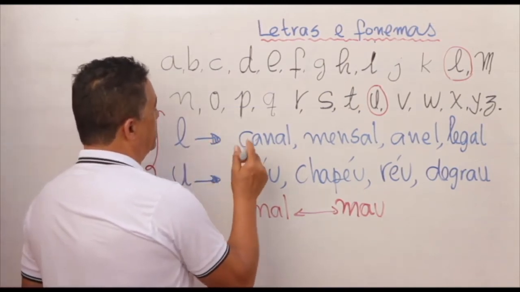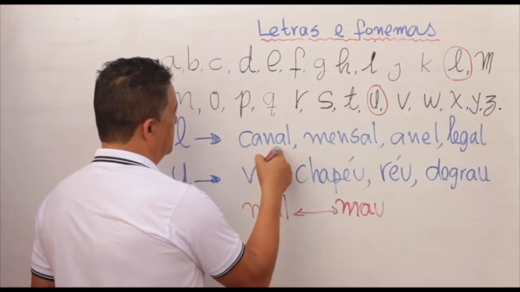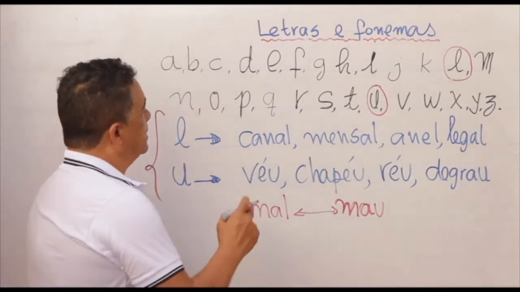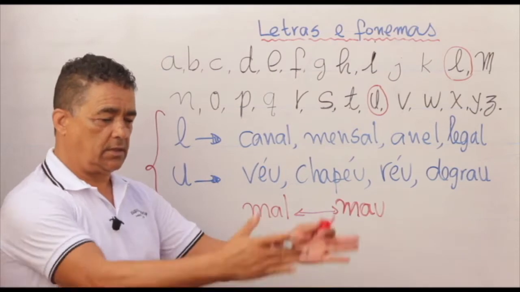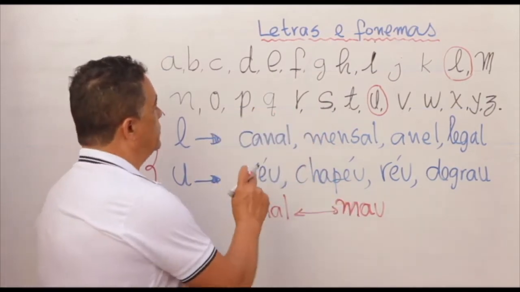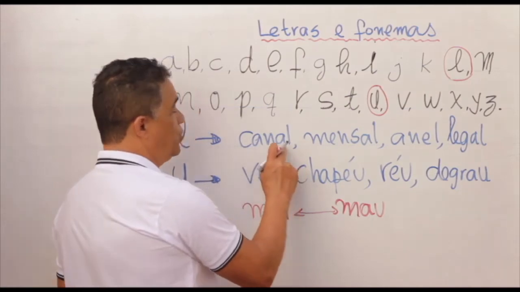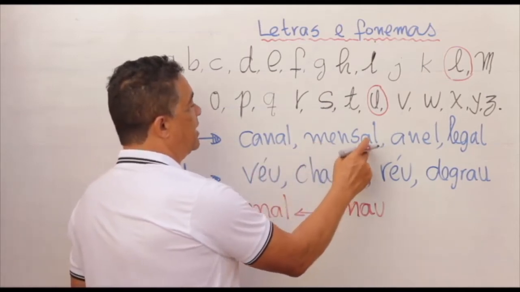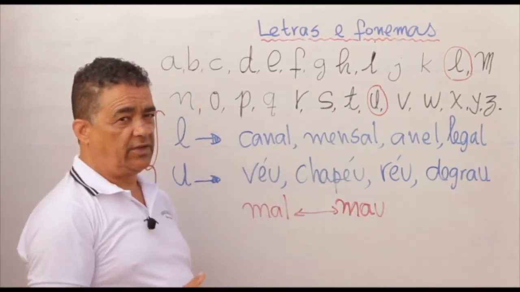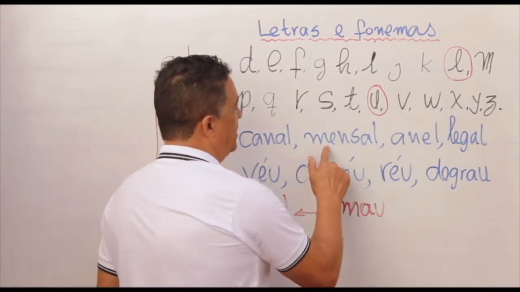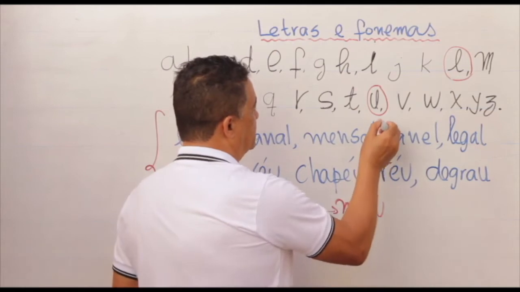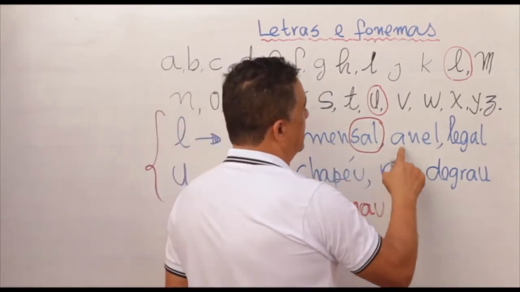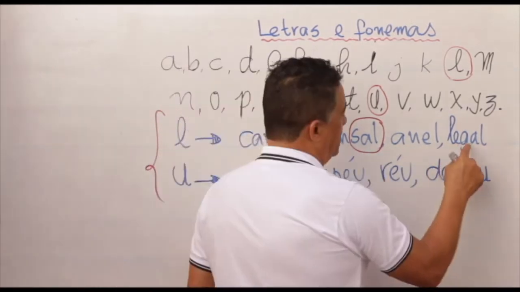Okay, for example, we have a word like canal, which means channel or canal, TV channel or Panama canal. We use the same word, canal. Mensal means monthly, something that happens every month. By the way, this is the same word for salt, sal. Mensal, anel, ring. Legal or nice, legal.